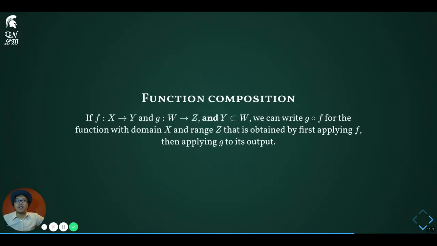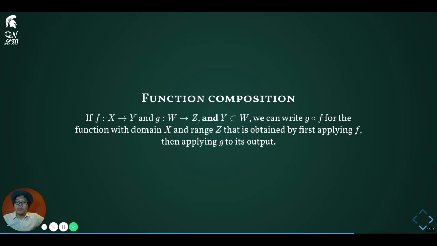Next, we talk about function composition, which is what happens when you build a new function by sequentially applying first one function, then another. If f is a function from X to Y and g from W to Z, and if Y, the range of f, is a subset of W, the domain of g, then we can compose the two functions and get a meaningful function g composed f.